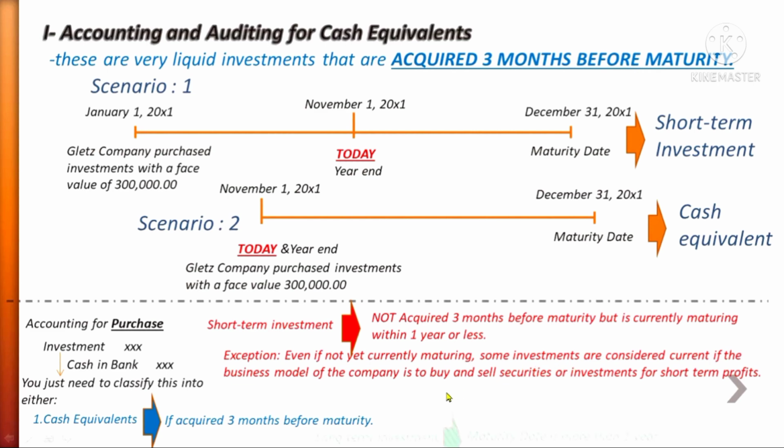And lastly, you can also classify the investments as long-term if your business model is to wait for the maturity date and that maturity date is still many years ahead. So in summary, cash equivalents are accounted for at face value and they should be separated from short-term and long-term investments. And your criteria or basis is if such investment is acquired 3 months or less before maturity.